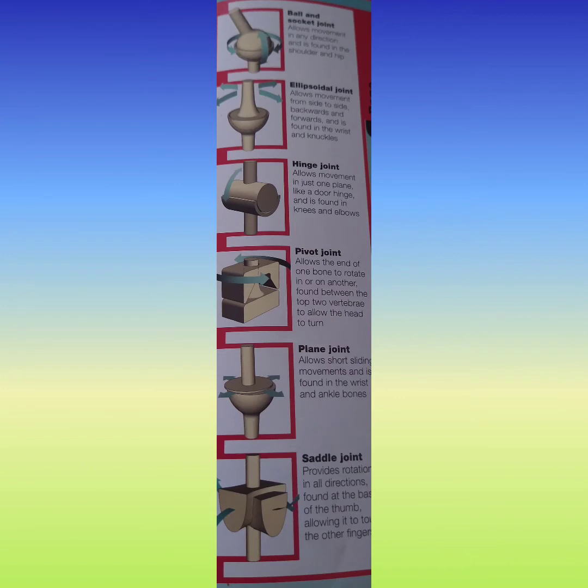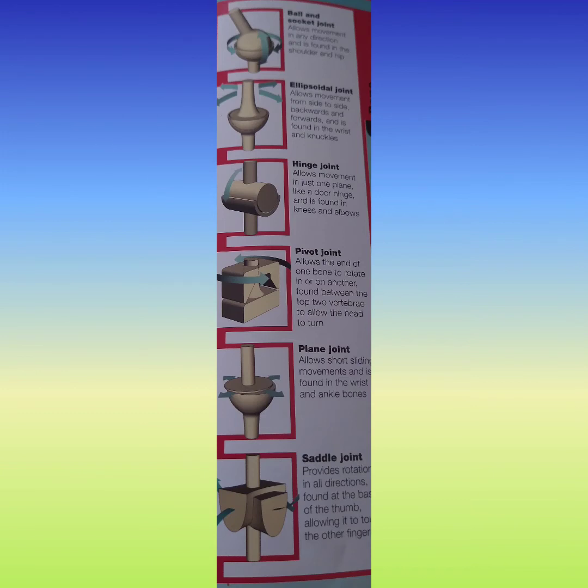These are the types of joints. First we will read the ball and socket joint. It allows movements in any direction and is found in the shoulder and hip. Ellipsoidal joint allows movements from side to side, backwards and forwards and is found in the wrist. Hinge joints allow movement in just one plane, like a door hinge, and are found in knees and elbows.